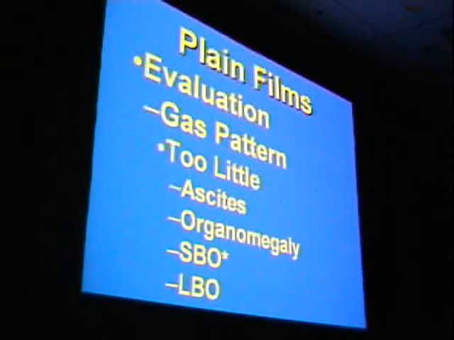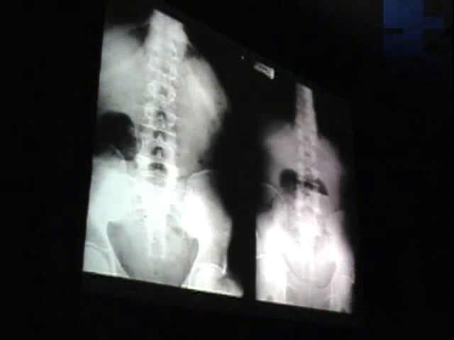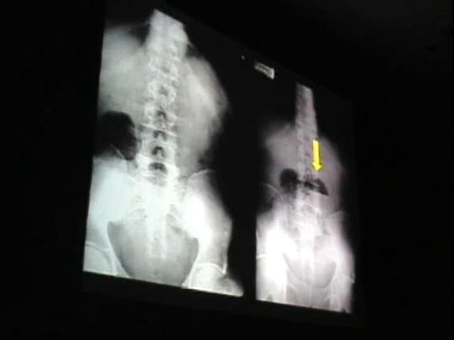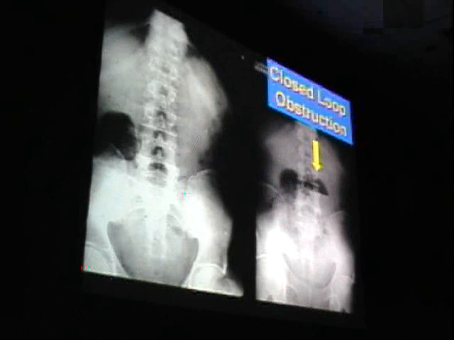So we can have too little gas, it can be ascites or organomegaly, but the most important thing is, in the presence of obstruction, too little gas usually means a closed loop obstruction or a long-standing obstruction. Here's basically too little gas and one single air fluid level right there, and that was significant. This lady had 3 or 4 feet of dead bowel due to a closed loop obstruction. So seeing too little gas in the presence of obstructive signs and symptoms is very, very significant, and I get very concerned about it.